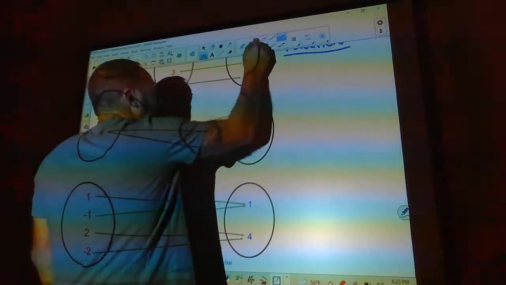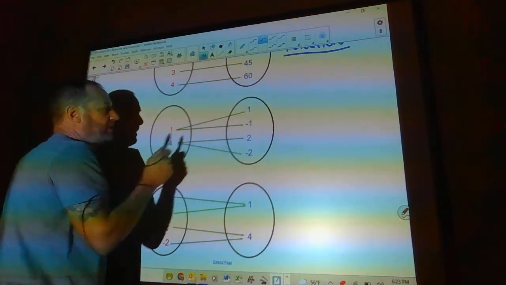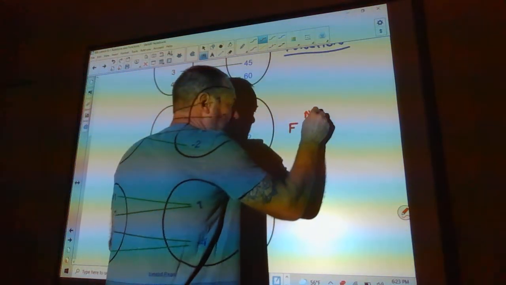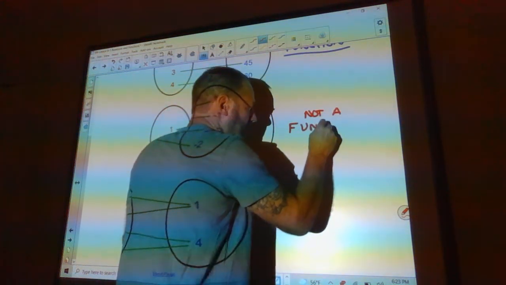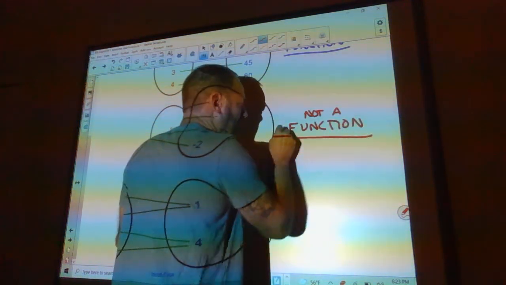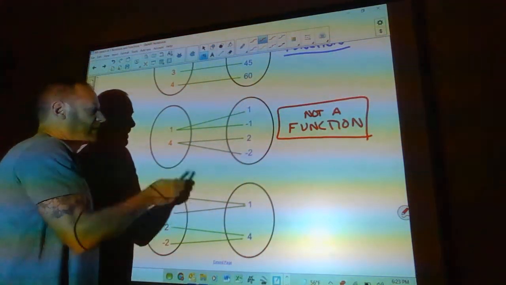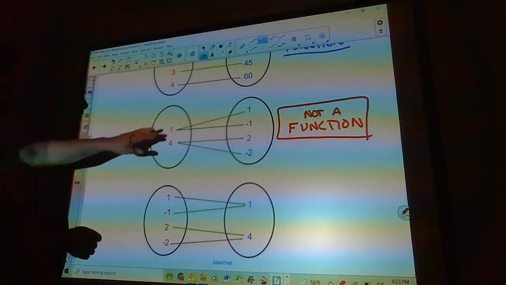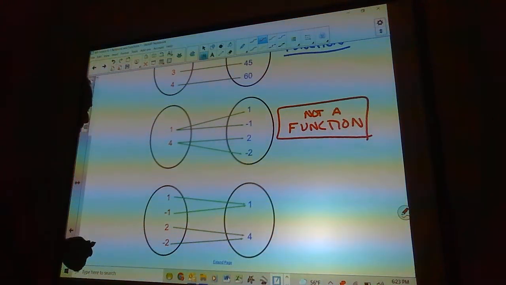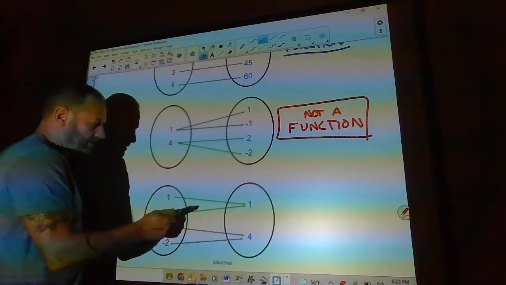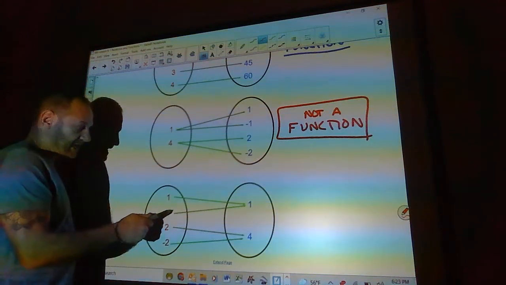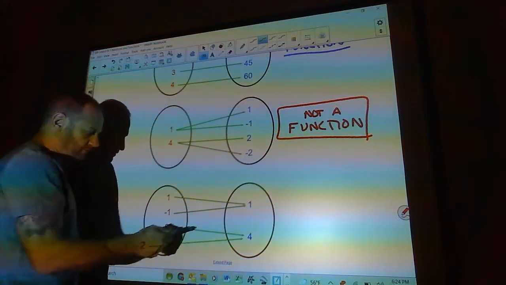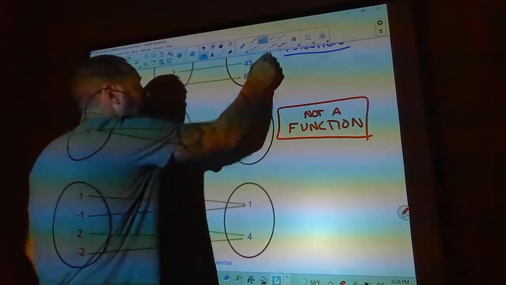Okay, this one here, 1 goes to 1 and -1. That right there says that this is not a function. Okay, it doesn't matter what the rest is. Now this one is also messed up, but this one alone would be enough to trigger the whole thing to be not a function. Now this one is a function because every x has exactly one y. 1 has 1, -1 has 1, 2 has 4, -2 has 4. So this one's a function.